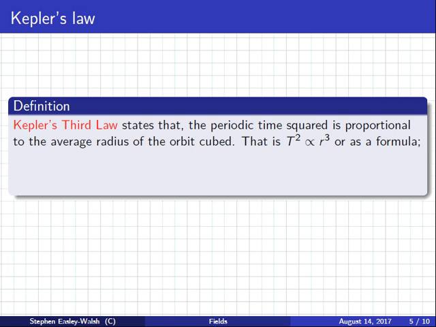So what does that mean precisely? Roughly speaking, if the radius is twice as big, then the time is about three times as big, although it's not quite three, it's a little bit less than three. But roughly, if the radius is doubled, the time to orbit is tripled.